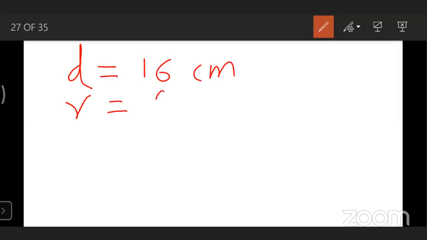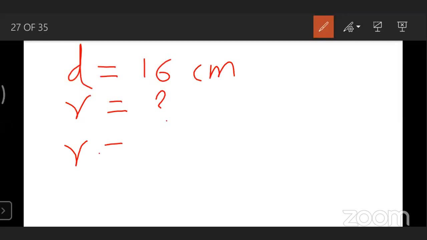Now what is given here, diameter or radius? Diameter is given. D is for diameter. What is the diameter? 16 centimeter. Very good. So write down 16 centimeter. What do we have to find out? The radius. R for radius, question mark. Now what is the formula to find the radius of the circle? Divide by 2. Very good.